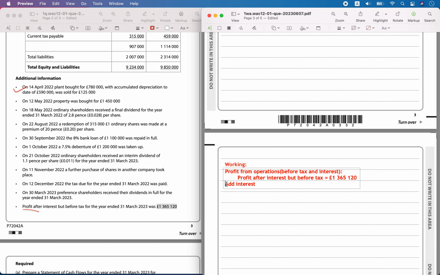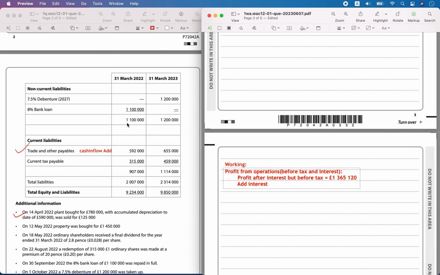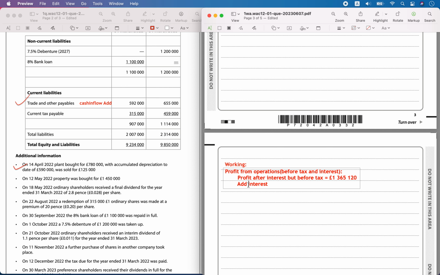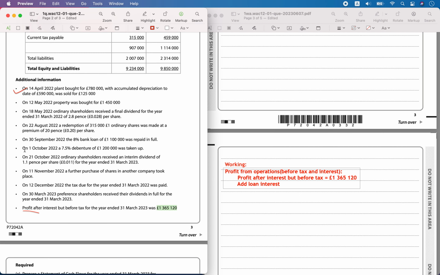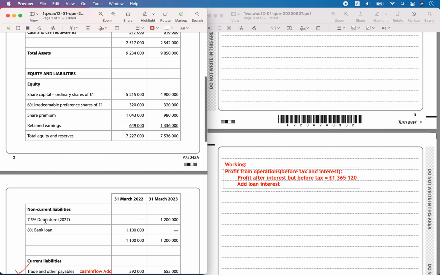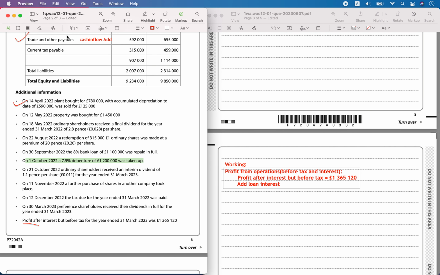I need a profit that was even before paying the interest. So because I have subtracted the interest, I will now add back the interest. What interest? That is loan interest. Okay, we are talking about loan interest payments. So we have two things here regarding the loan. What are the two things? First one is a bank loan, and the debenture loan. Because you can see here in the non-current liability you are talking about two loans and their interest payments. This and this one we have to include.